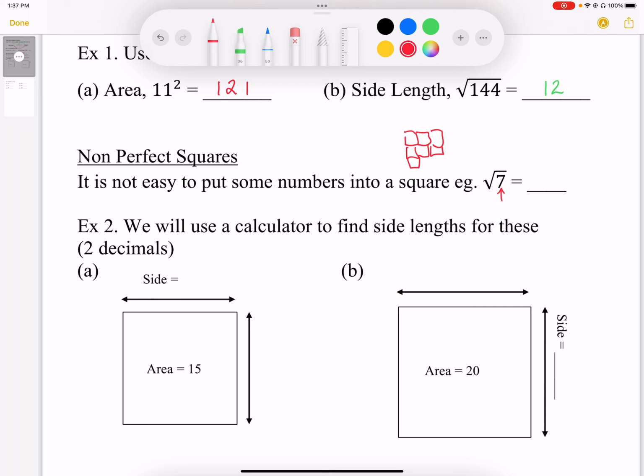We'd have to take bits of other squares and move it around, and so the side lengths are not going to be whole numbers. But we can do these on a calculator. So if I have 7 squares, they can't be arranged in a nice grid anymore. The side length of that works out to be, from my calculator, 2.645. So I'm just going to round that to 2.65. Again, make sure you know how to do that on your calculator. Make sure you type that into your calculator and you're getting the same number.